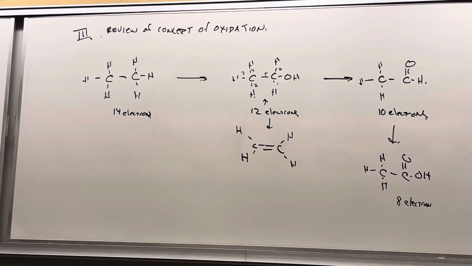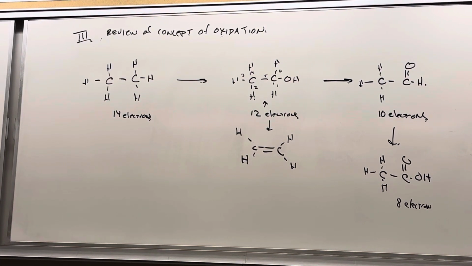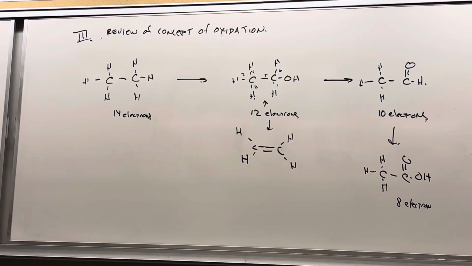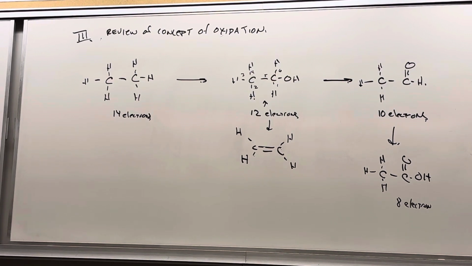I'm going to draw the structure of glucose. I'm going to draw it in a way we can actually see all the hydrogens. And we're going to end up making six carbon dioxides.